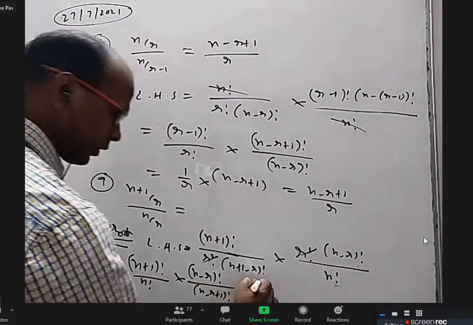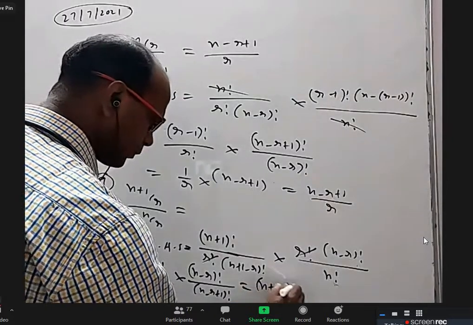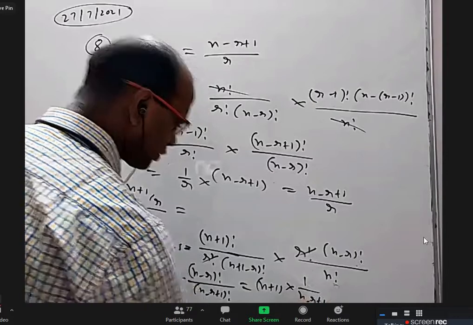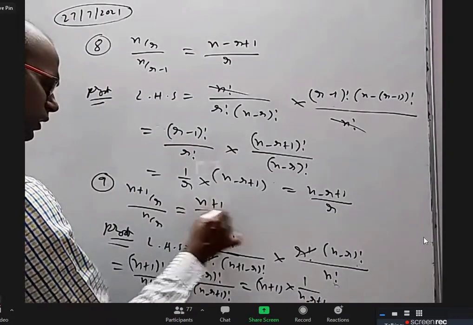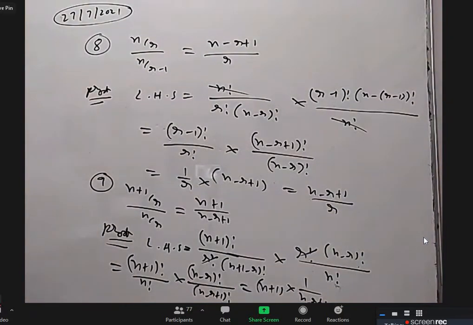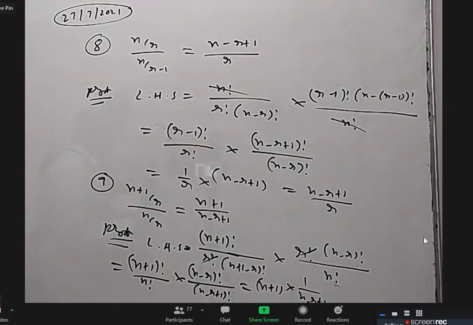If you cancel, you will be left with only n plus 1. If you cancel, you will be left with down n minus r plus 1. So it is n plus 1 by n minus r plus 1. Is it correct? Yes, sir.